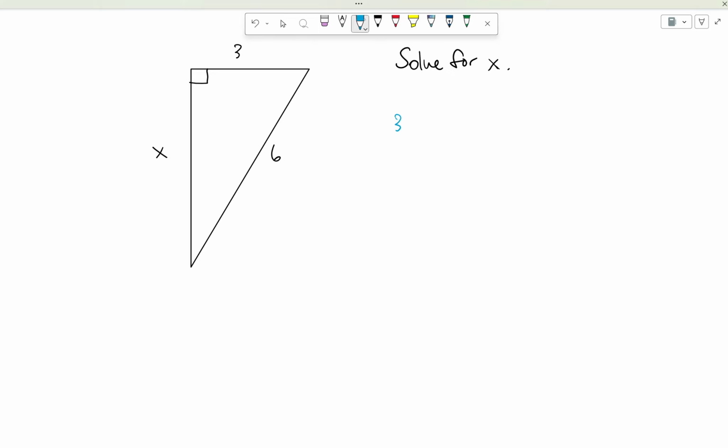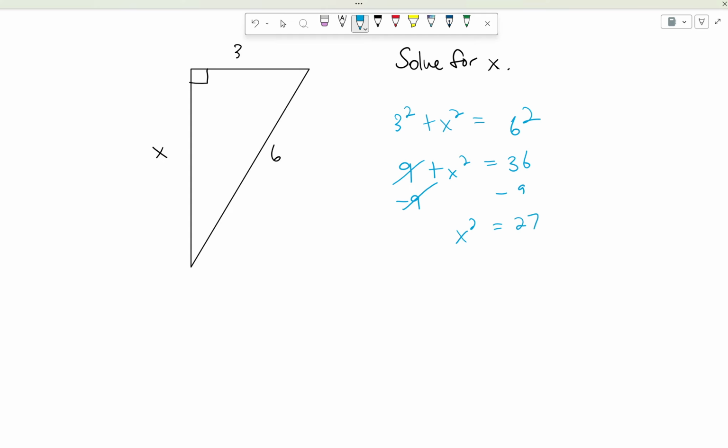So it will be a squared, which is 3 squared, plus x squared, which is b squared, will equal, opposite the right angle, c squared, which is 6 squared. And then now we just do a little bit of algebra. 3 squared is 9, plus x squared is equal to 6 squared, which is 36. Subtract 9 from both sides. So I have x squared is equal to 36 minus 9, which is 27.